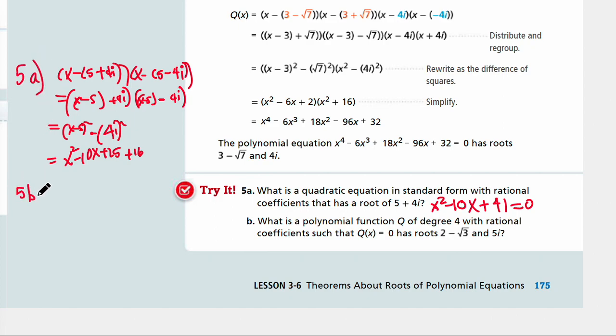Okay, and then let's look at 5b. Polynomial function q with a degree of 4, with rational coefficients such that q of x equals 0 has roots this and that. So you just have to write the 4 different roots, and that's going to give it a degree of 4. So x minus (2 minus root 3), and then x minus the conjugate (2 plus root 3), and then times x minus 5i times x plus 5i.